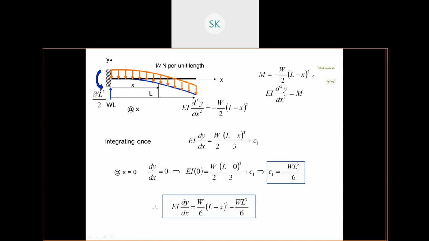Once you get the moment equation, replace M in EI d square y by dx square equals M with this moment equation. Then you integrate to get EI dy by dx, which becomes (L minus x) cube by 3 plus C1. Now at x equals to 0, dy by dx will be 0. So place the value here and you will get C1 as minus WL cube by 6. Place the value of C1 equal to this. So this is the equation for slope. If they ask you to find the slope at x equals to 3 meter, replace x by 3 meter and you will get the slope at that point.